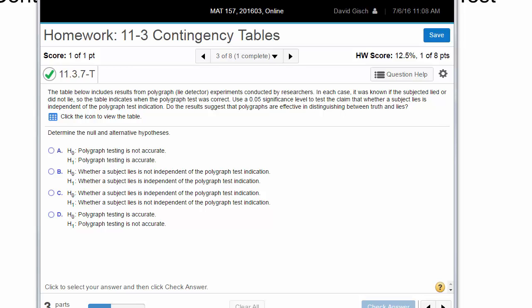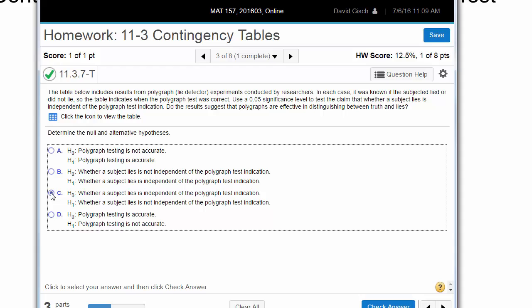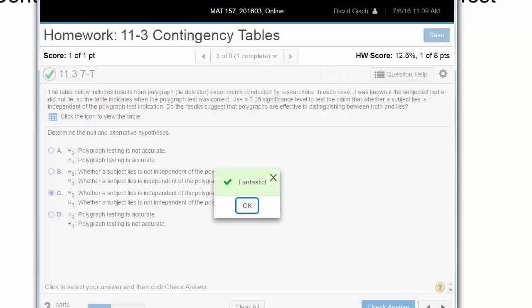All right, so when you're doing a contingency table or independence test, the null hypothesis always has to have independence, and therefore the alternative is dependent or not independent, however you want to think of that. So with that in mind, the only one that matches is C here. C has the null as independent, the alternative as not independent. So that's pretty easy.